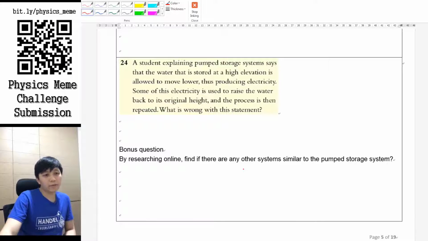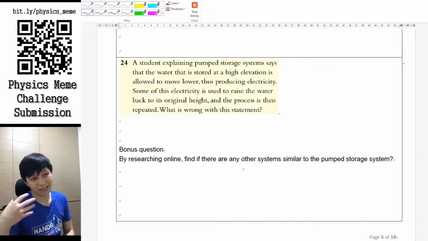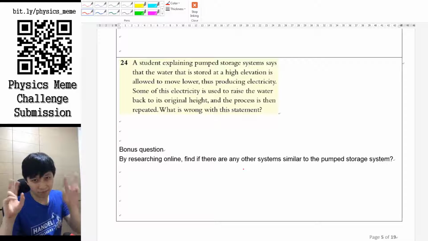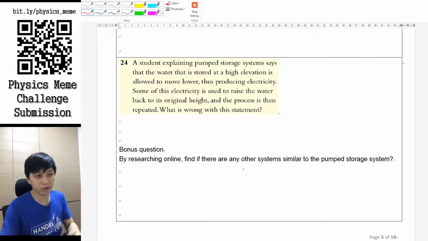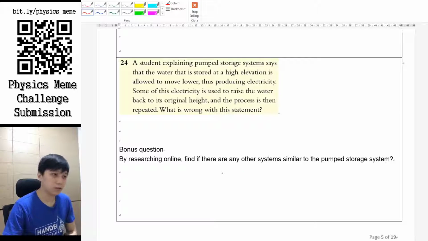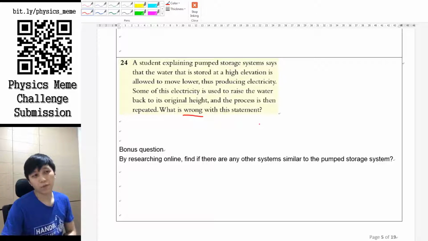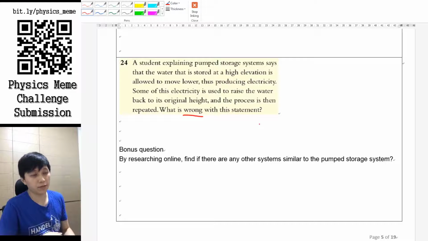Okay, so going back to page 5, there is a question about a statement made by a hypothetical student. In his or her statement, there probably is something wrong. So try to get some time, pause the video, read the statement, and try to explain what's wrong with it. Yeah, pause the video, we'll talk about it.